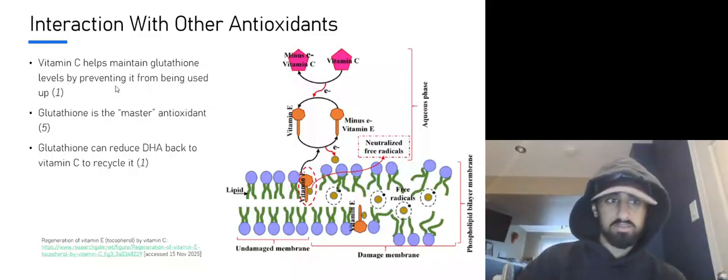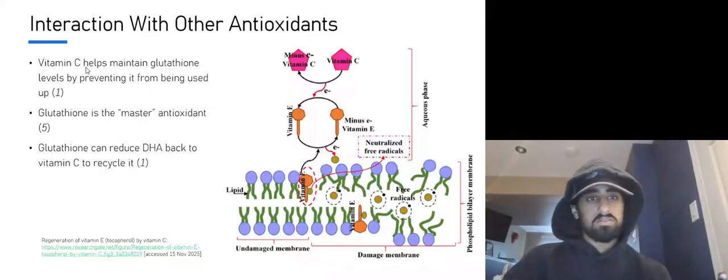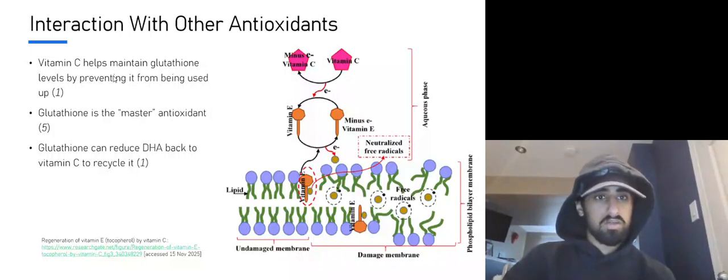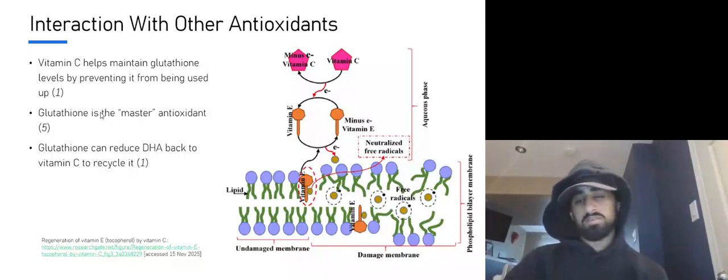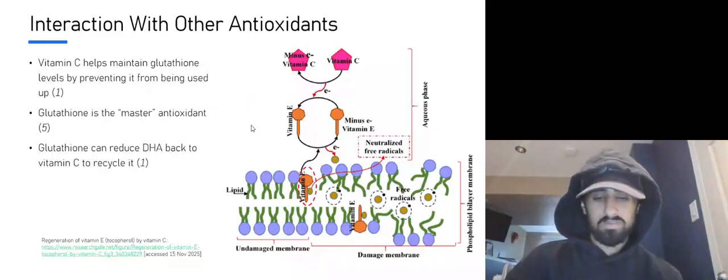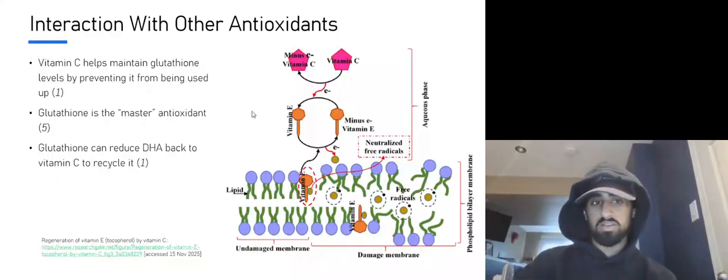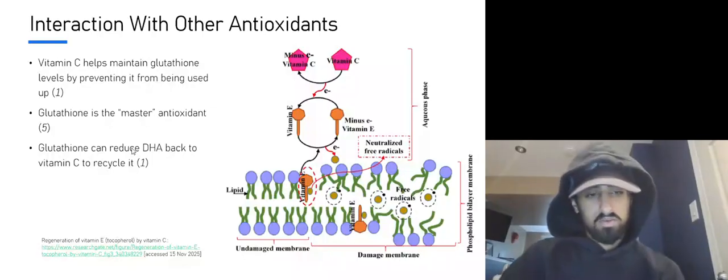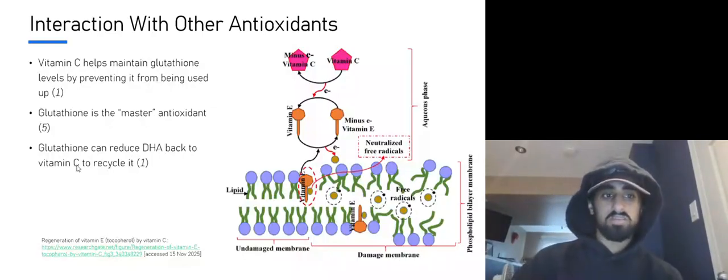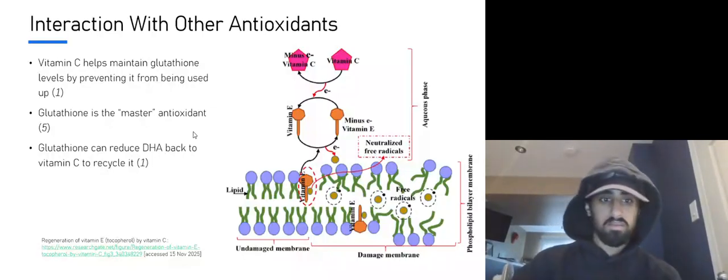the lipid bilayer. And vitamin C also helps maintain glutathione levels by preventing it from being used up. So vitamin C is going to neutralize free radicals before glutathione is used to neutralize them. And glutathione is a master antioxidant. It's used everywhere in the body. Glutathione can also reduce DHA back to vitamin C to recycle it.